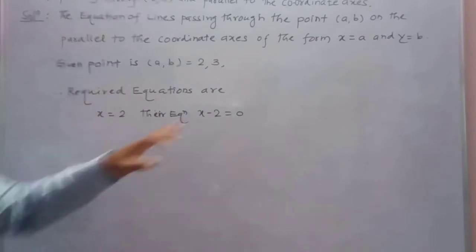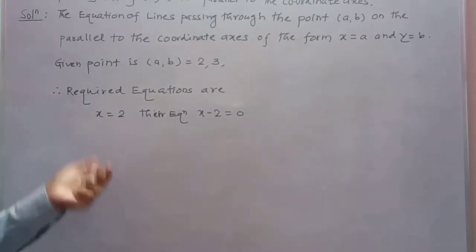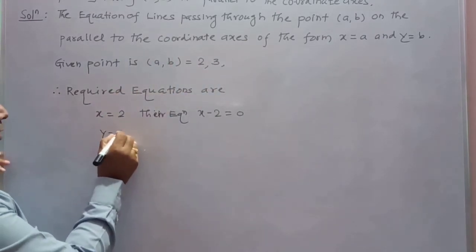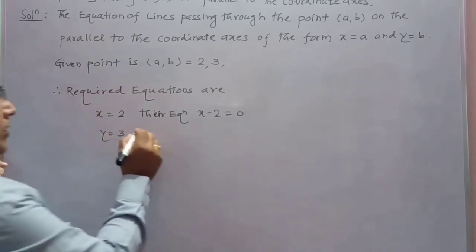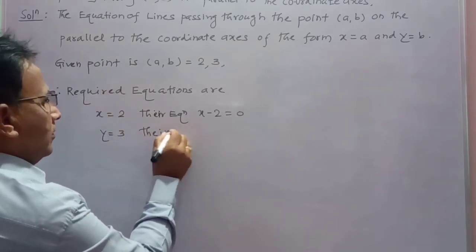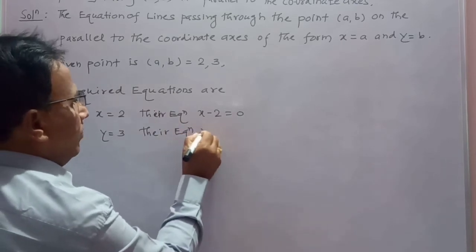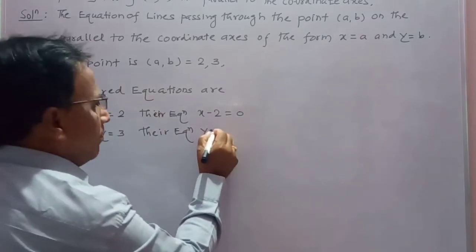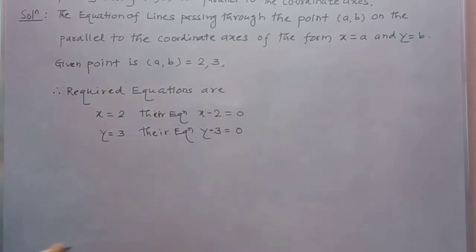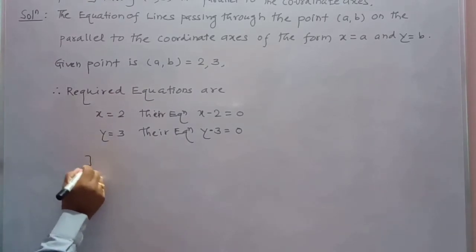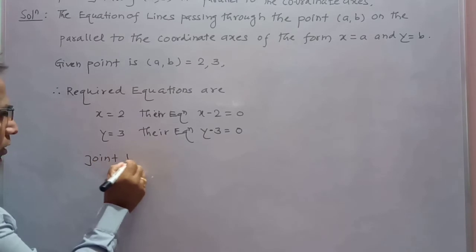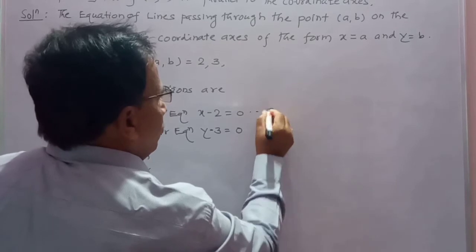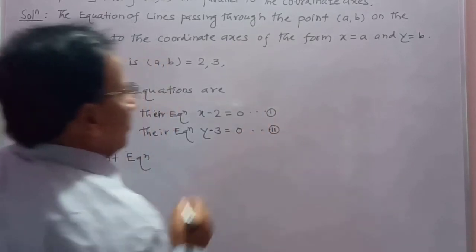And the second form is y equal to b. The value of b is 3. Therefore y equal to 3, their equation is: transposing 3 to the left side, y minus 3 equal to 0. Join the equations. This is the first equation, x minus 2 equal to 0, and the second is y minus 3 equal to 0.